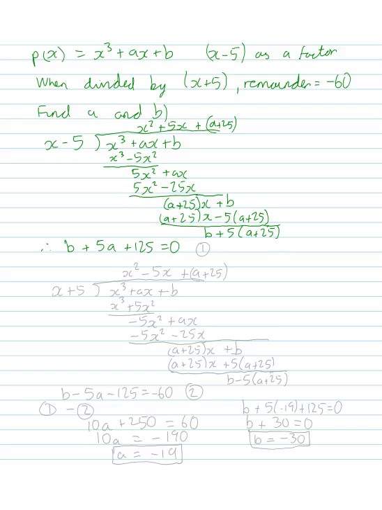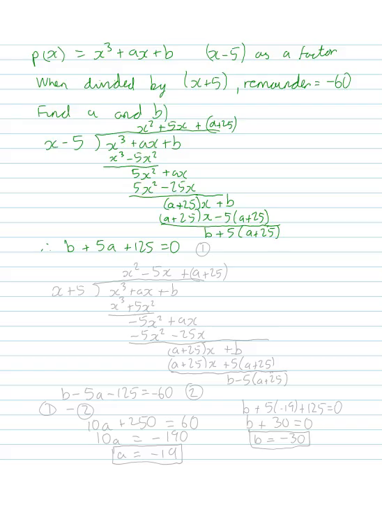Now note that a plus 25, this constant term that's up in the quotient there, is not necessarily that important, so we don't know what that is. However, we need to bring in our second piece of information, and the second piece of information is that when x plus 5 is divided out, we have a remainder. So that should give me a second equation relating b and a.